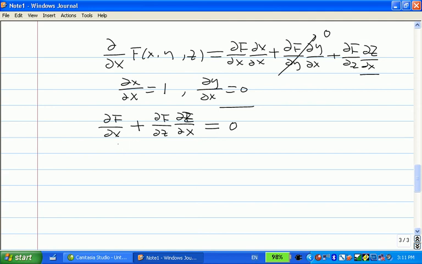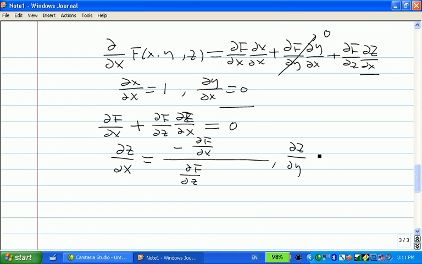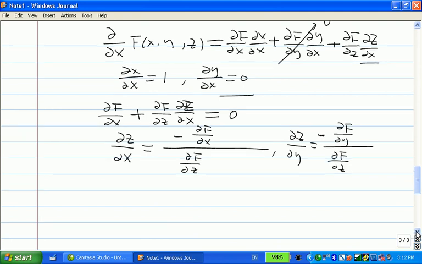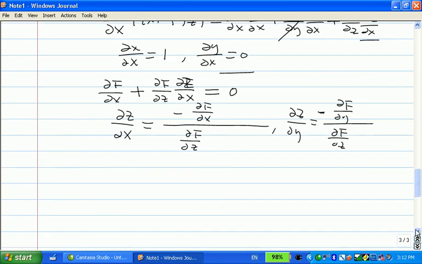So solve from this equation, I can get the partial z with respect to x is equal to minus partial f with respect to x over partial f with respect to z. Okay. Similarly, we can find the partial z with respect to y. It is negative partial f with respect to y, the same denominator.